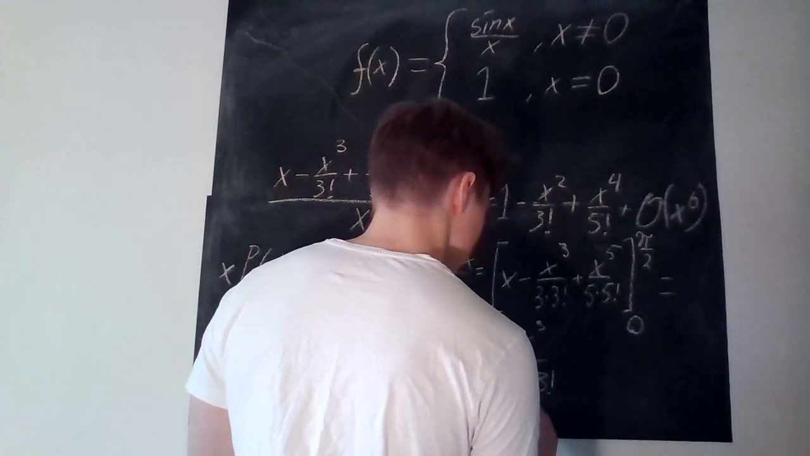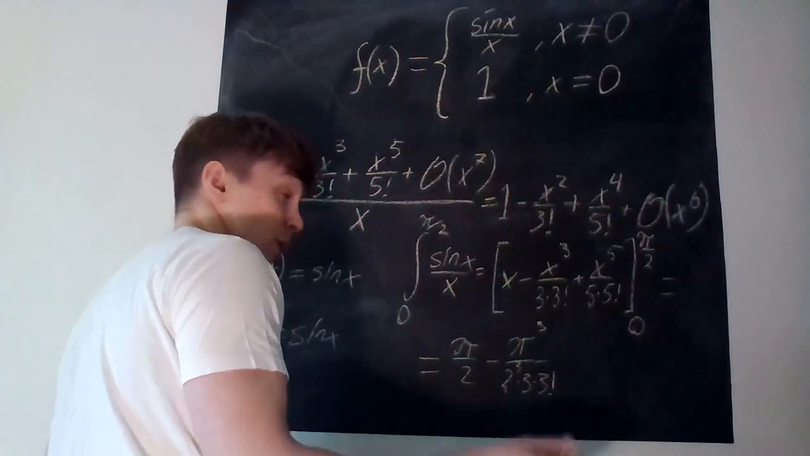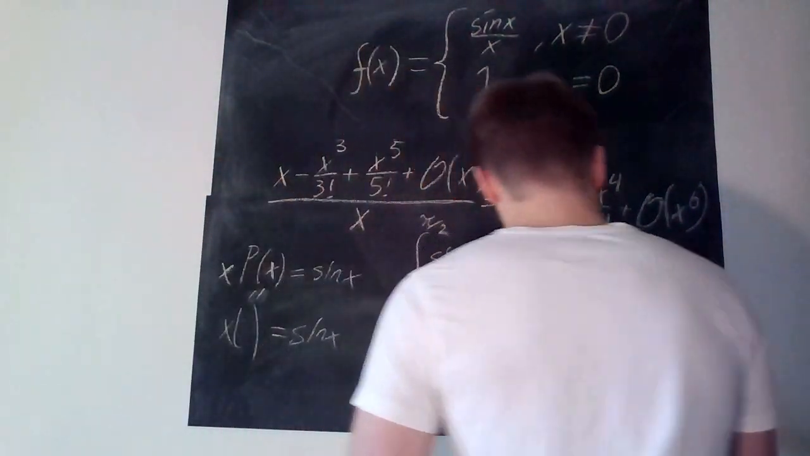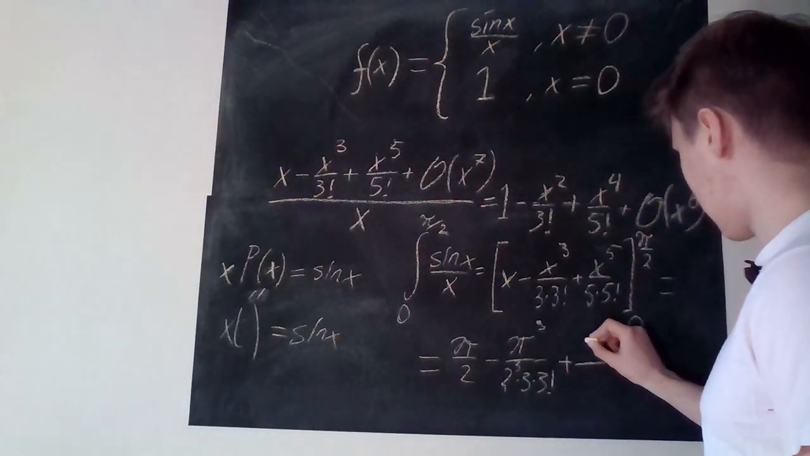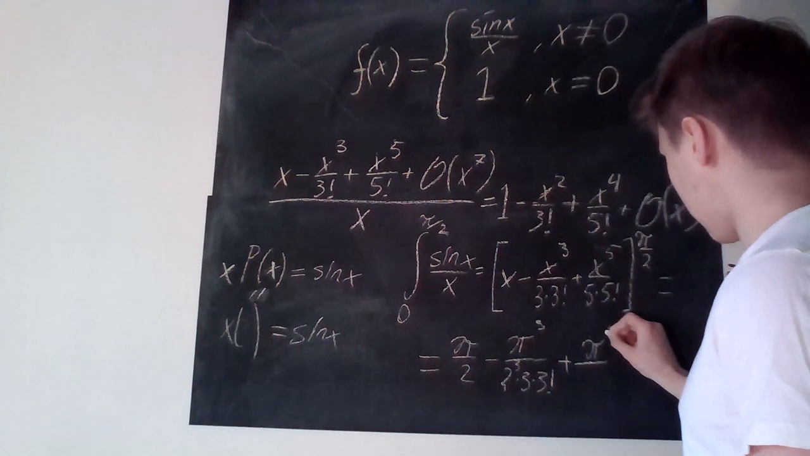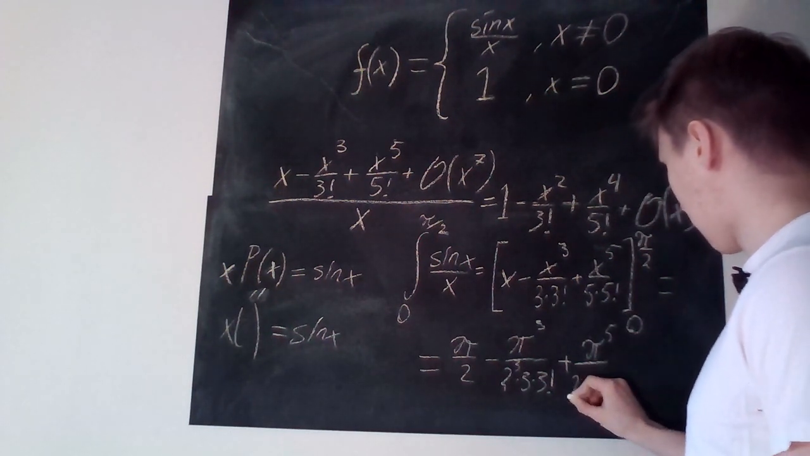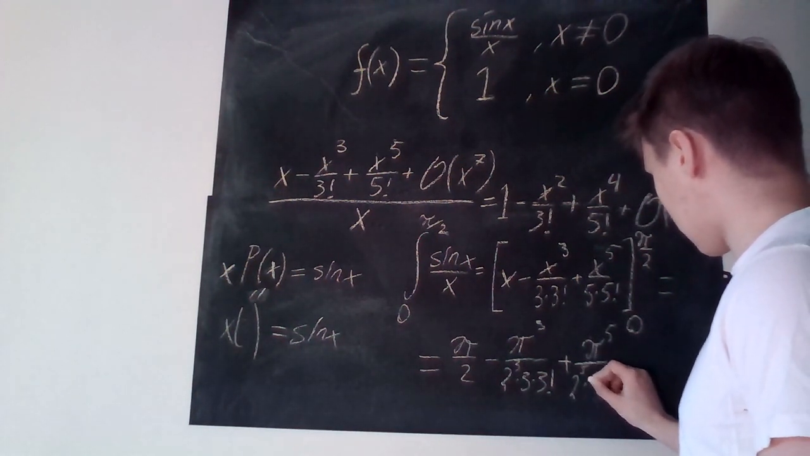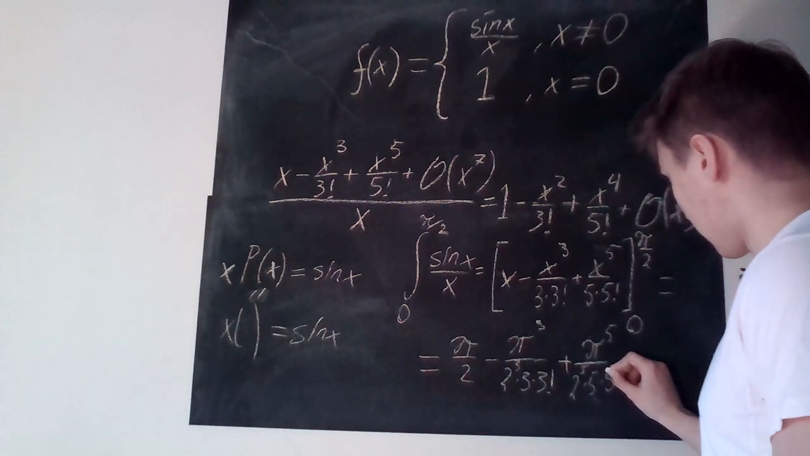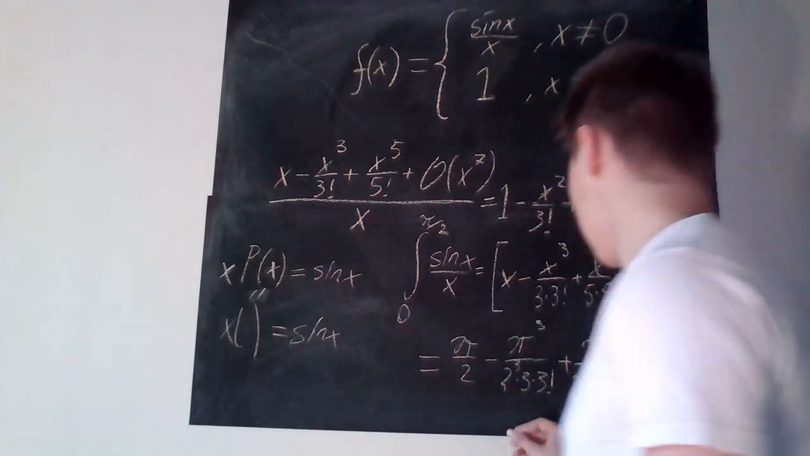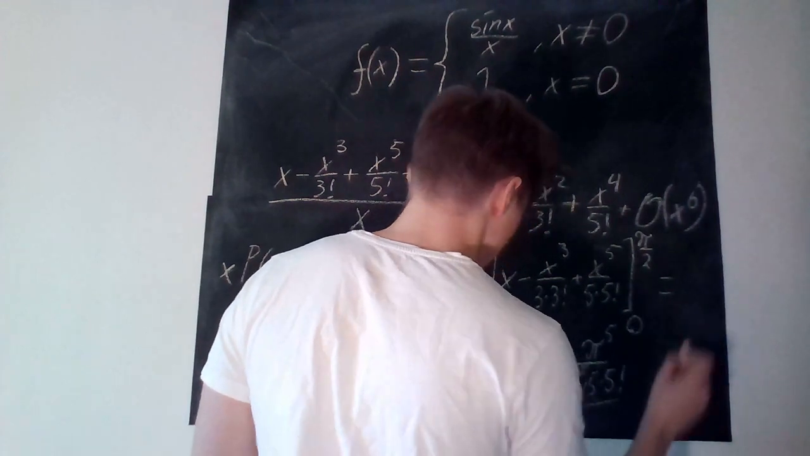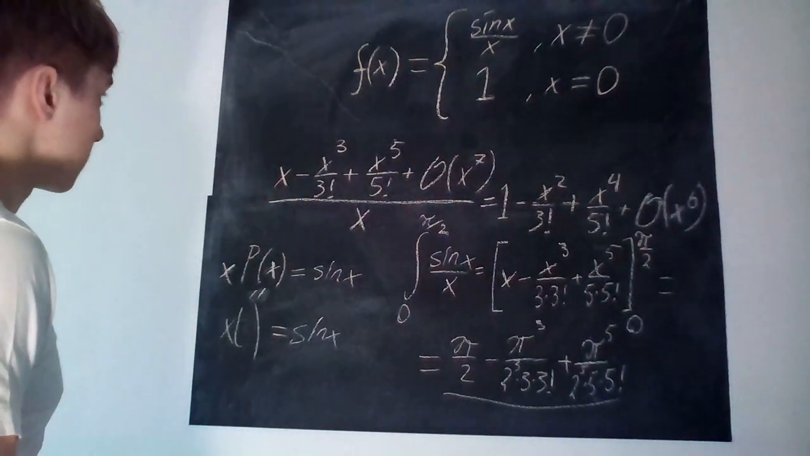Here we can just write this down as 2 to the power of 4 times 3 to the power of 2, plus, here again, we just have pi to the power of 5, and then 2 to the power of 5 times 5 times 5 factorial. So that is the answer to C. That was not as complicated.